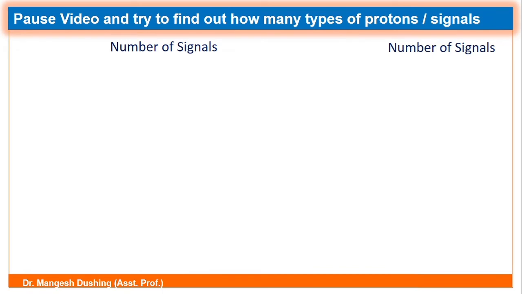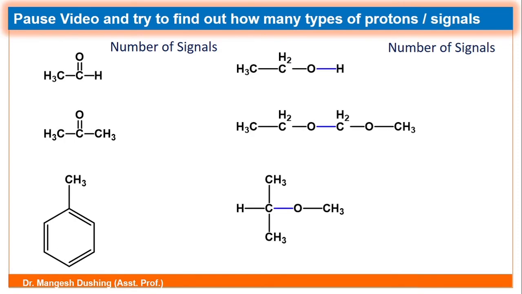Now pause the video for 5 minutes and see the molecules which are appearing on this slide and check whether you are able to see the different number of protons correctly and different number of signals in the NMR spectrum. See the molecules, pause the video for 5 minutes, and see in this molecule how many types of protons are there and how many types of signals appear in the spectrum. If your answers are correct, then make a comment in the comment box.